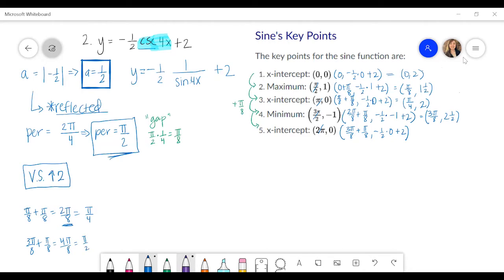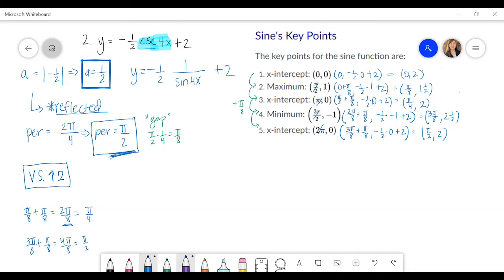And that's good for us because, again, it agrees with the period, right? A lot of checks and balances built into this. I know I mentioned that before. So pi over 2, this is 0 plus 2, so just 2. And again, it agrees with what we know about sine's graph, and that's always good news.